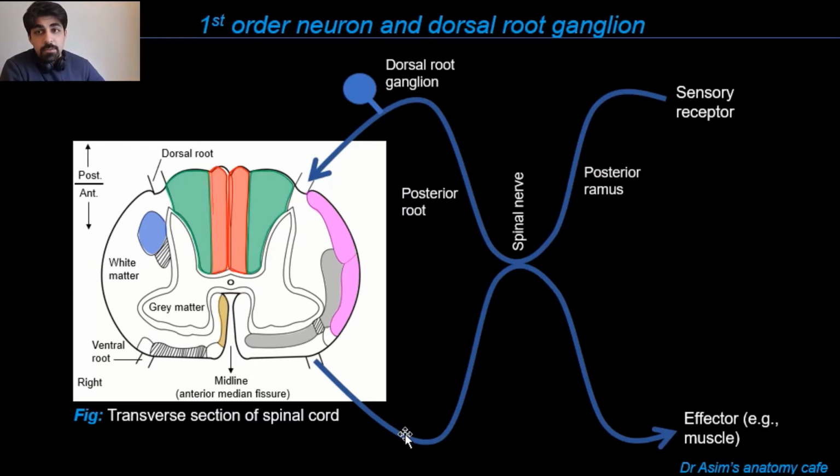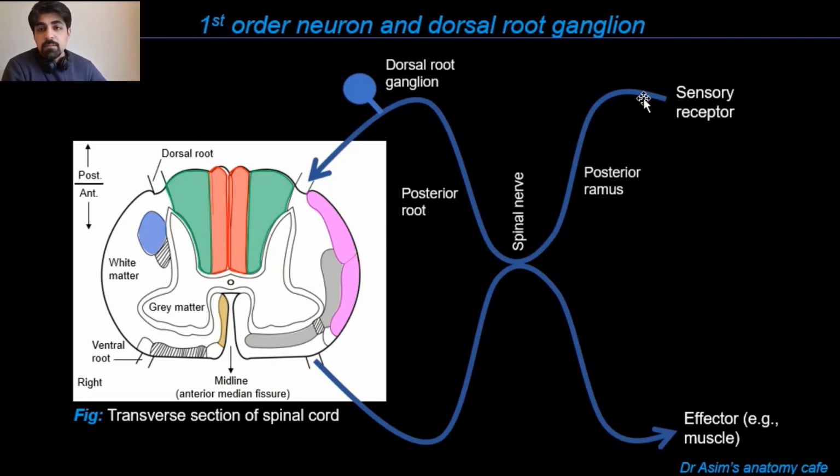Now, where is the first order neuron? Well, the first order neuron enters the spinal nerve either through the posterior ramus or through the anterior ramus, bringing in the sensory information from a peripheral receptor. And depending where the receptor is situated, which part of the body the sensory information is being brought in, the first order neuron would be present either in the posterior or in the anterior ramus.